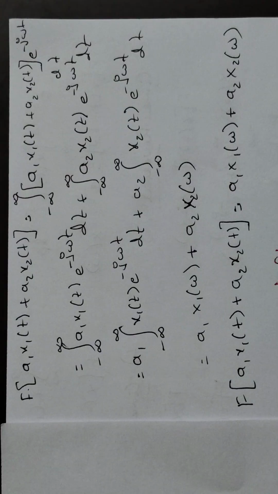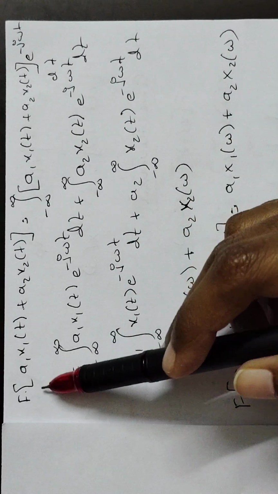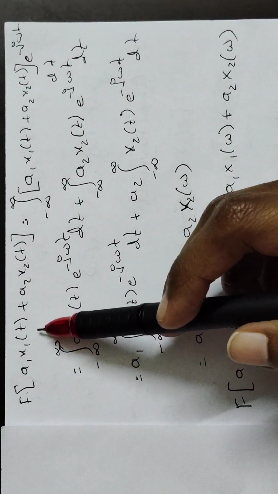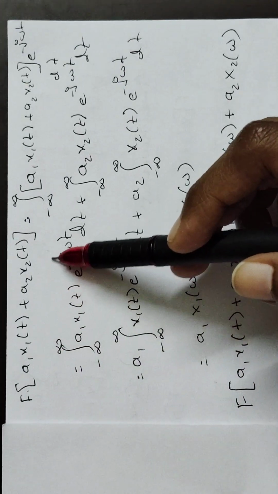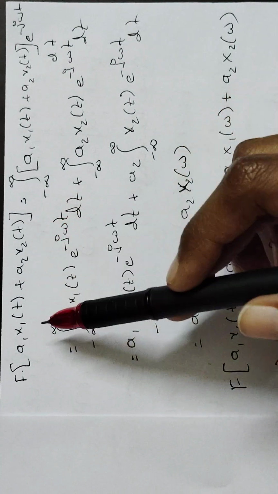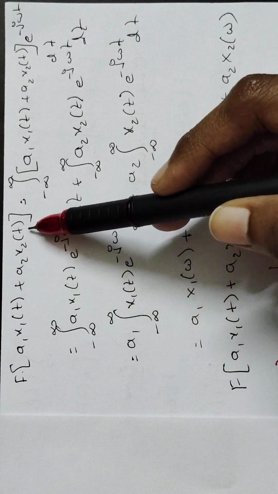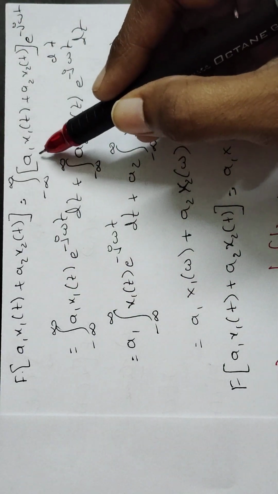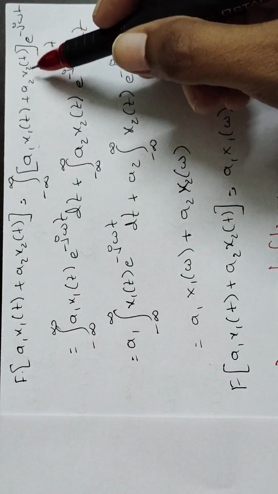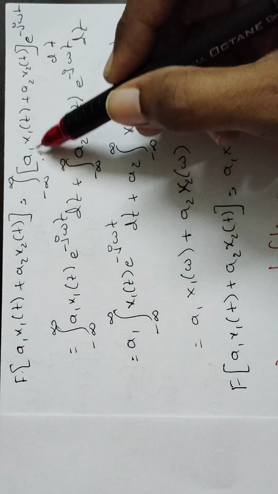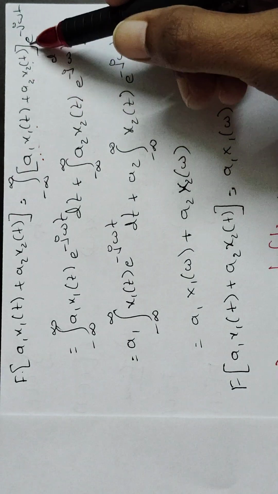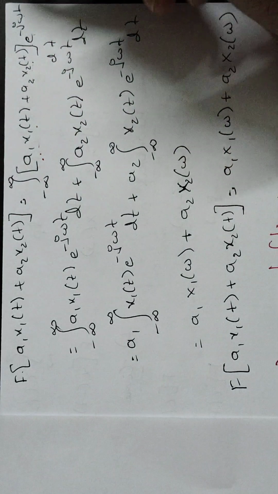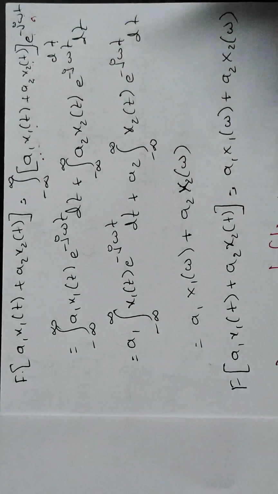So next, now the Fourier transform of a1 x1 of t plus a2 x2 of t, this is the left hand side part, is equal to, in the formula in place of x of t, we have to use a1 x1 of t plus a2 x2 of t, into e power j omega t into dt.